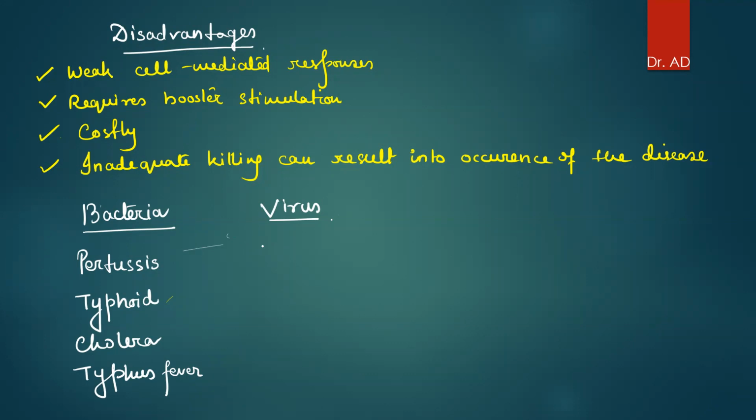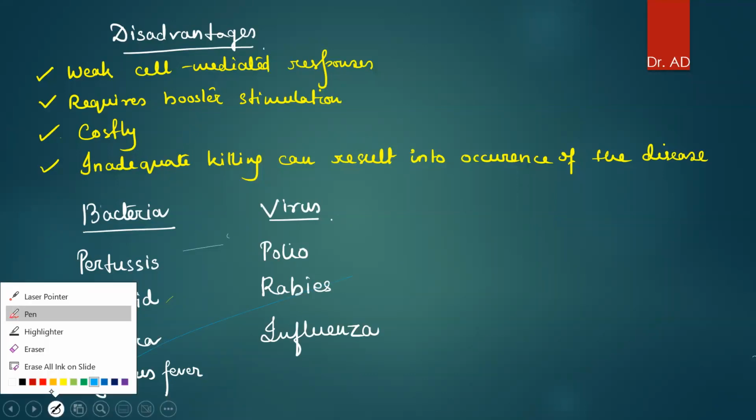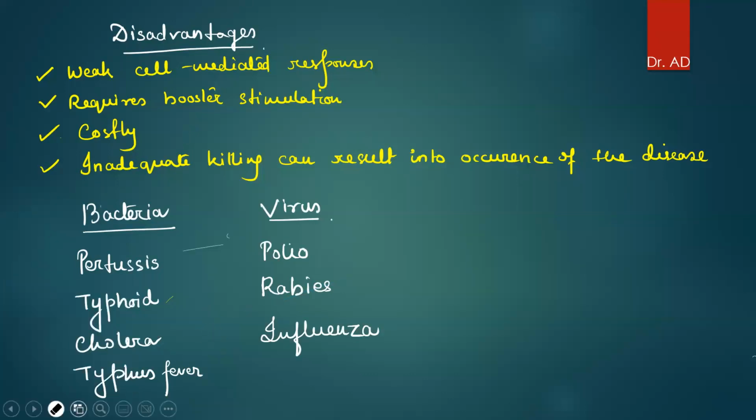Now coming to viruses, polio. Polio vaccines, you have heard of it, right? Rabies, then influenza. All these you have already heard. Now see, let's talk a little about this polio one. It's very interesting. Why, you know? Why this is so important, you see.